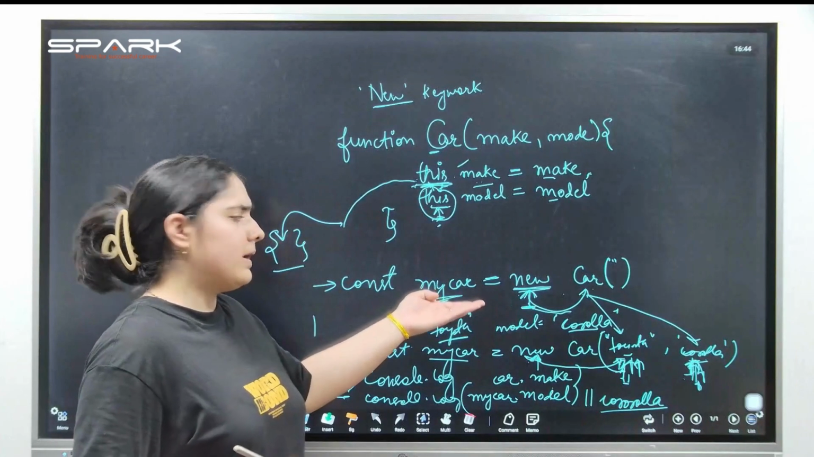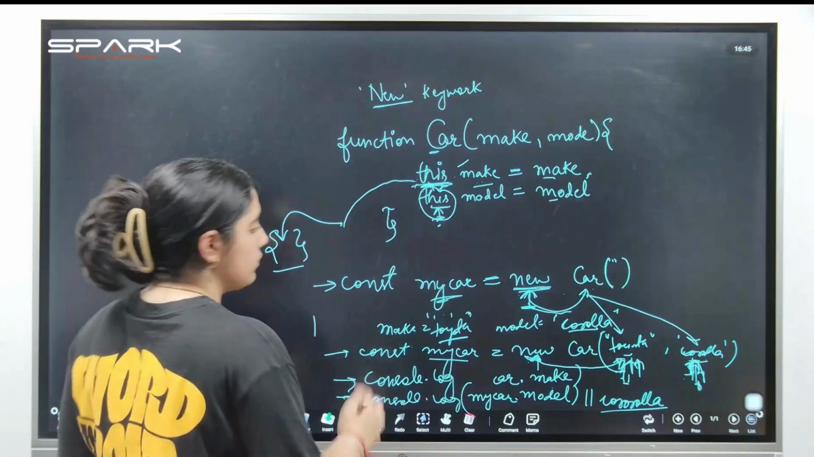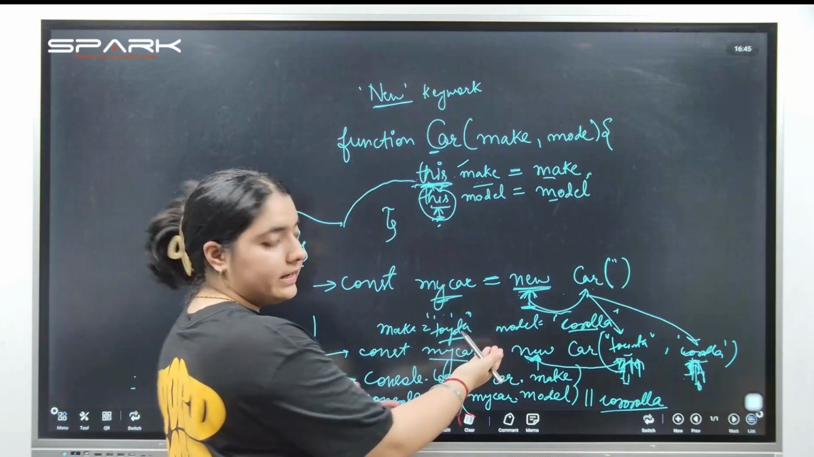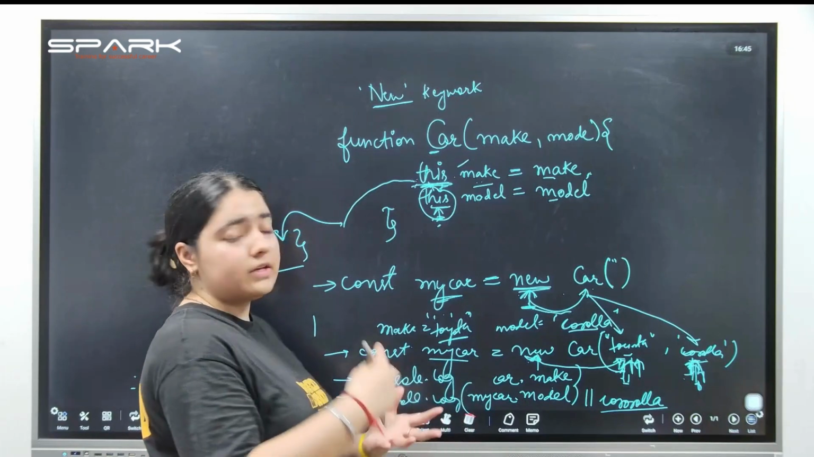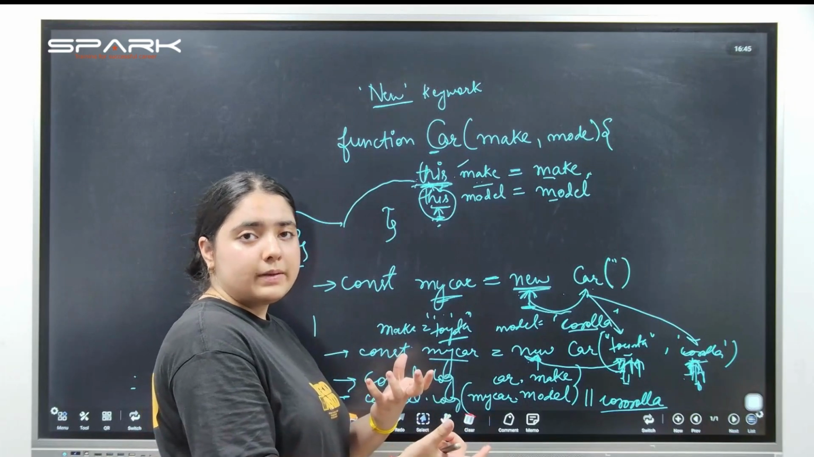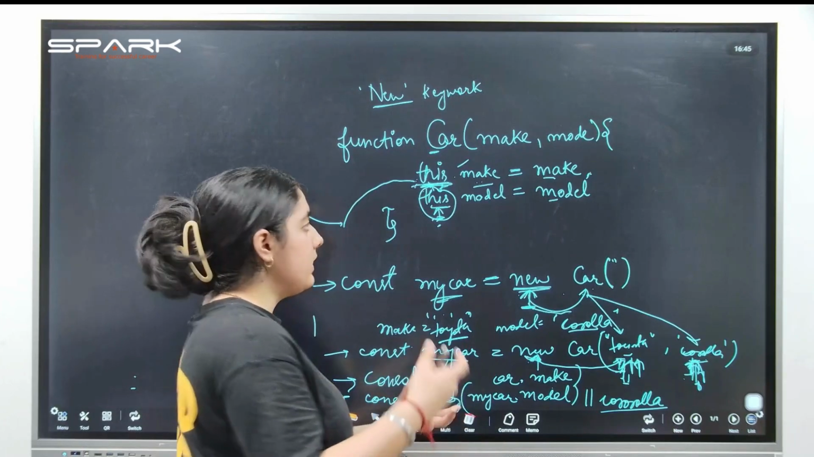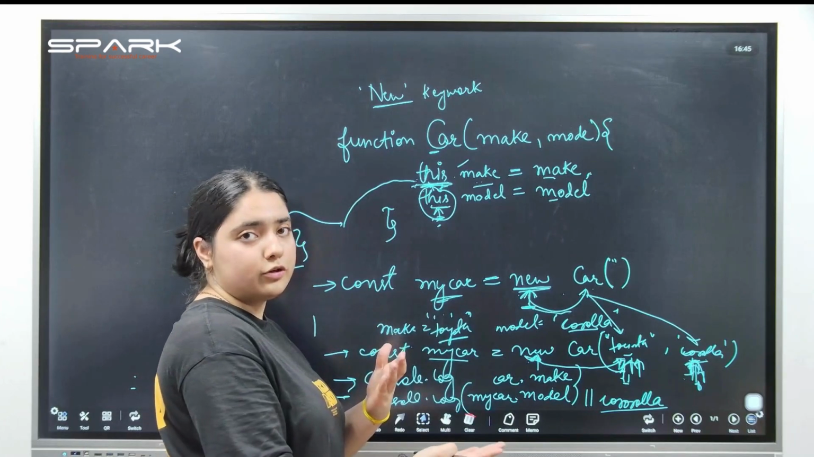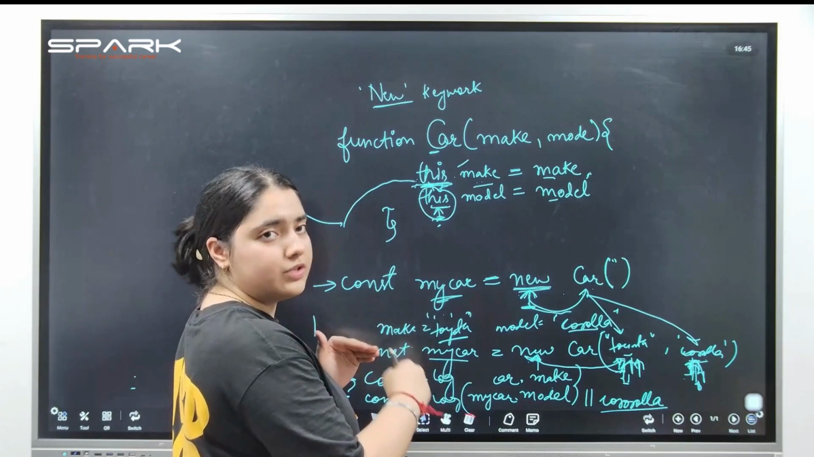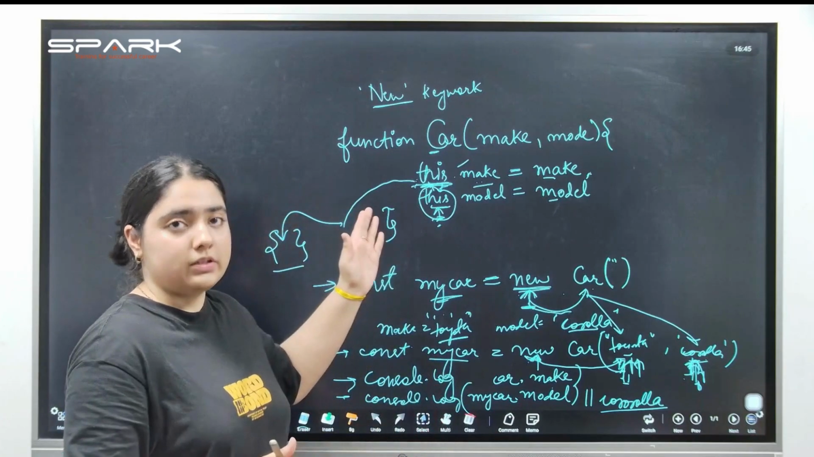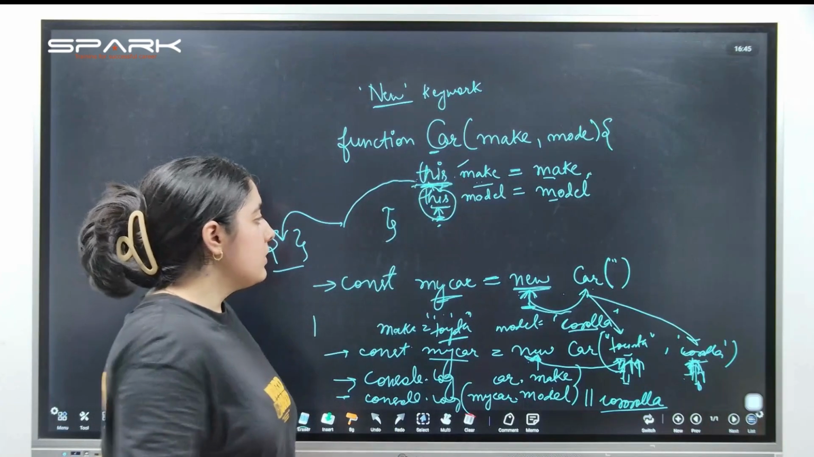We can make any object from here. If I want to make another object, I can just use a different name, and I can give another value to my make and assign another value for the model. This is how we can create a number of objects for this single constructor Car.